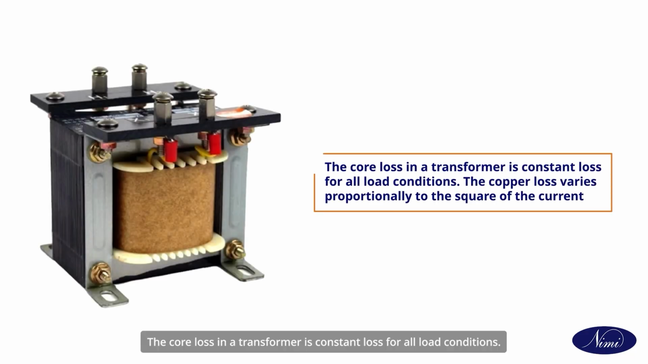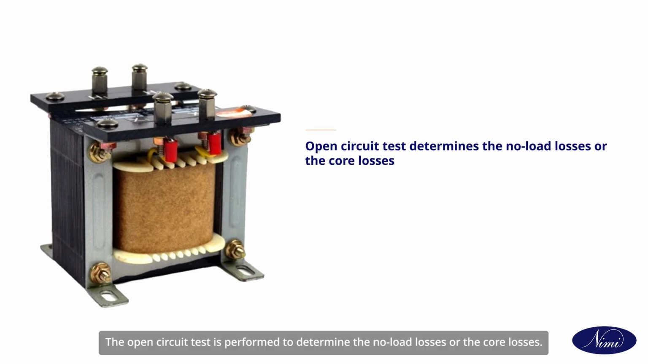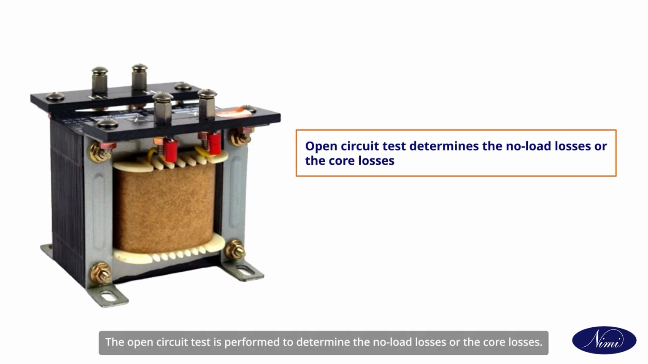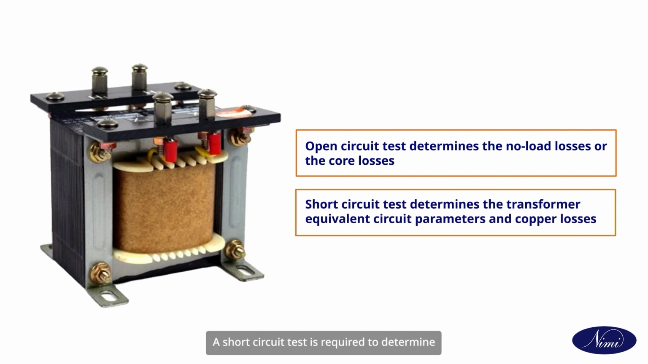The core loss in a transformer is a constant loss for all load conditions. The copper loss varies proportionally to the square of the current. The open circuit test is performed to determine the no load losses or the core losses. A short circuit test is required to determine the transformer equivalent circuit parameters and copper losses.